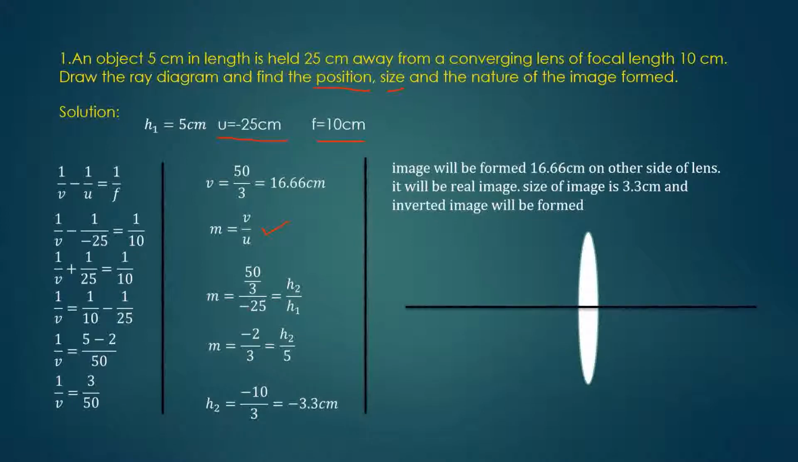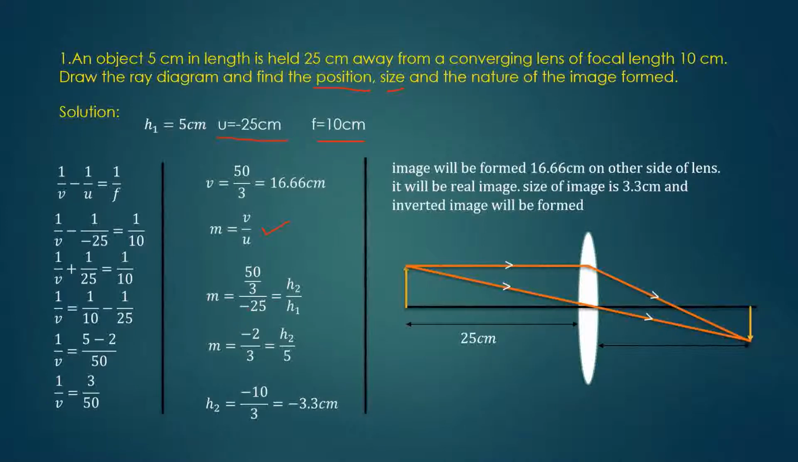So this is our lens, principal axis. An object is placed at 25 centimeter. When a ray is incident parallel, it will pass through the focus, and ray which is passed through optical center will go straight, and where these two rays meet after refraction, the image will be formed at that point. So image will be inverted, and rays are actually passing through this point, so it will be real.